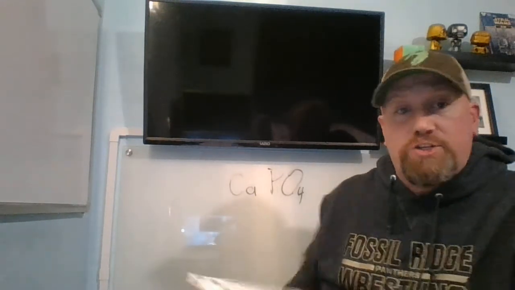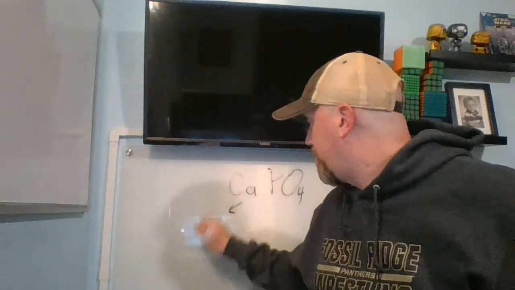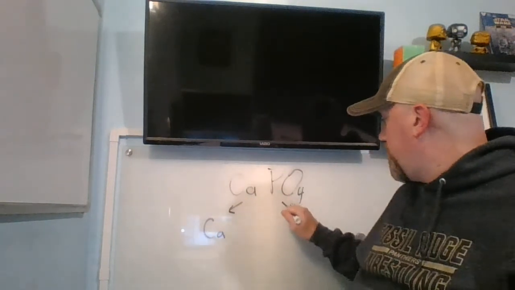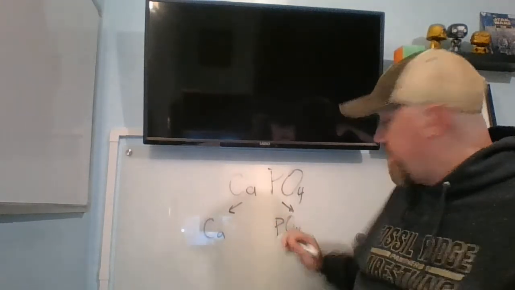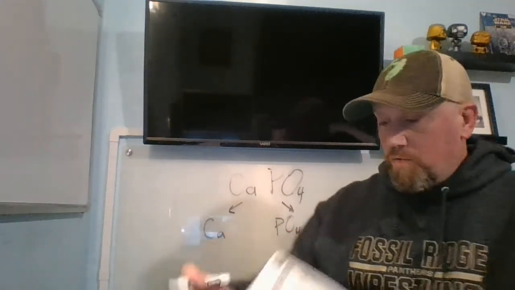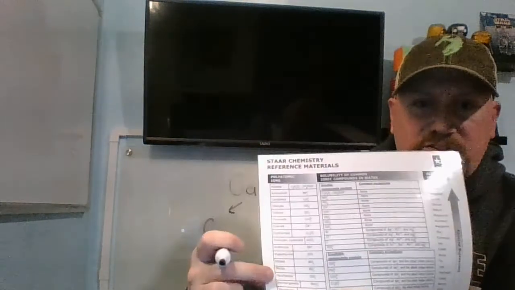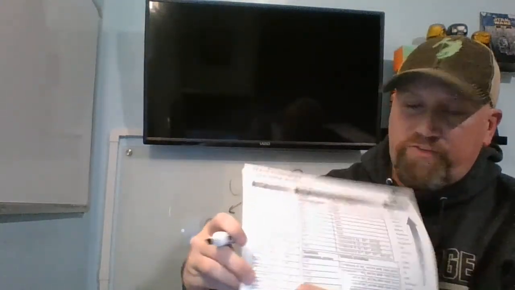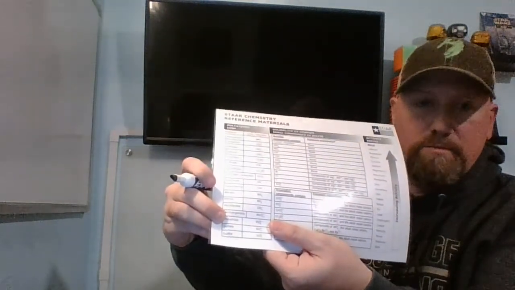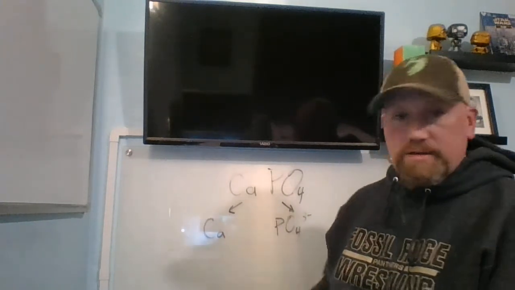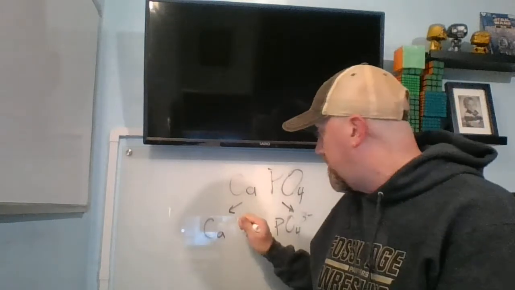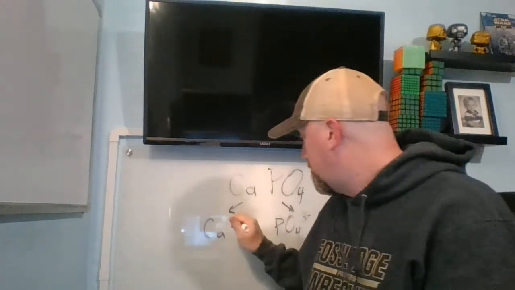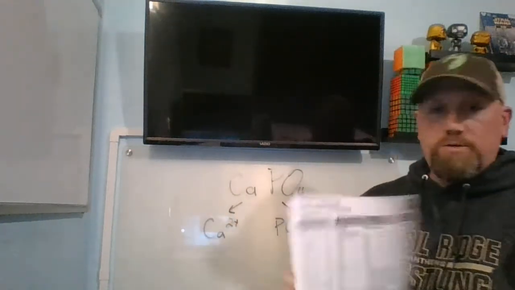When we split it into 2 parts, we have calcium and a phosphate. When we look over here at this list of polyatomic ions, we can find phosphate right down here, and the list tells us the charge. So phosphate has a charge of 3-. Calcium is found in group 2, so it's 2+.